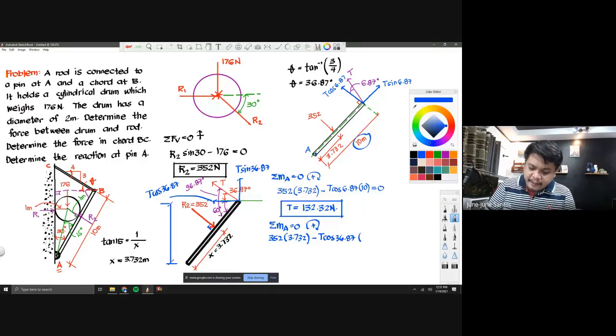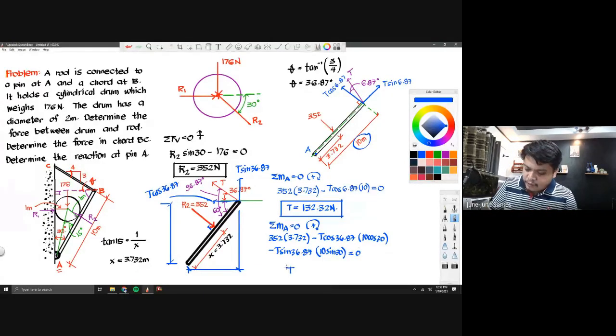Okay? And this one, yung vertical na to, dahil cosine naman to, so this would become 10 cosine of 30. So you have your 10 cosine of 30. As well as this one. So minus T sine of 36.87. And then ang moment arm niya, ito namang horizontal. So mula dito hanggang dun. Okay? And then that is the horizontal component. So that is 10 sine of 30. And that would become equal to 0. So that you will get T.